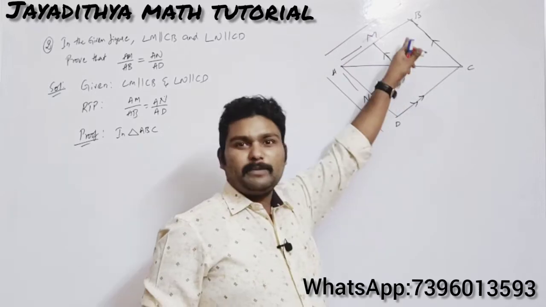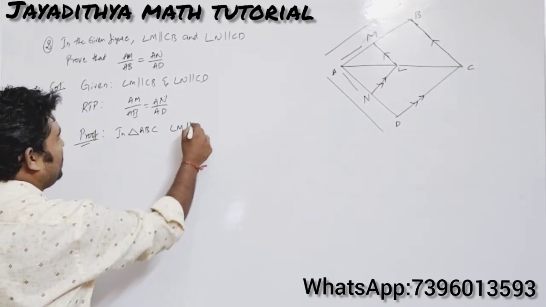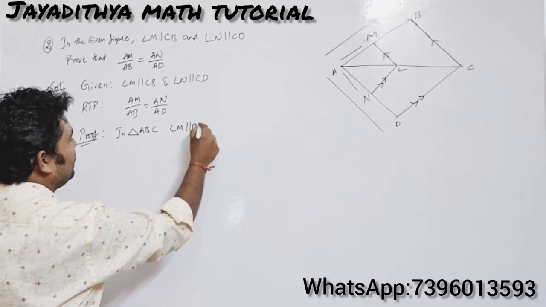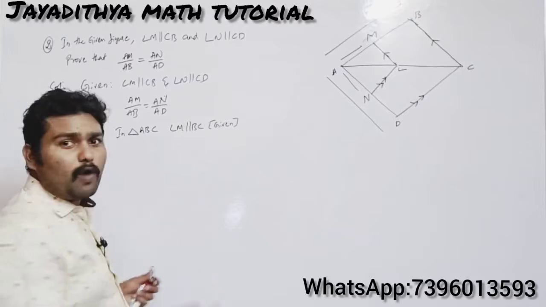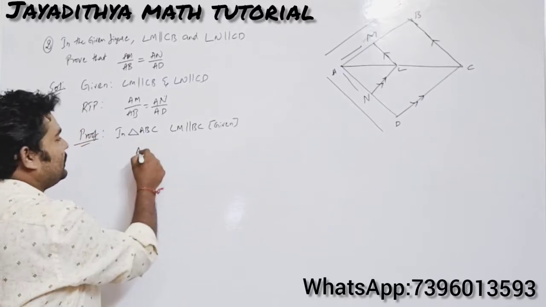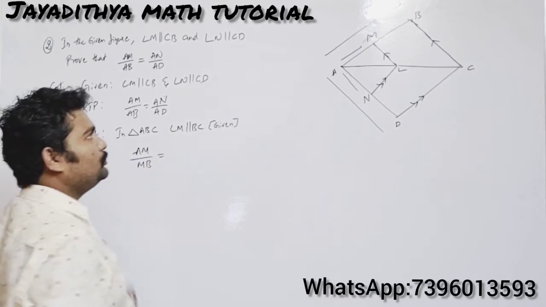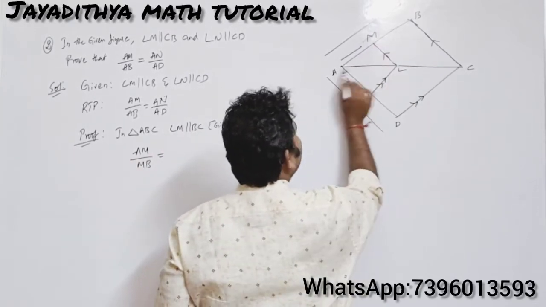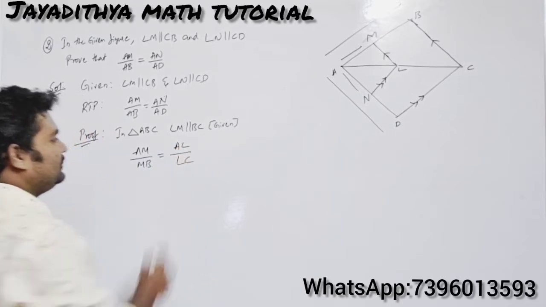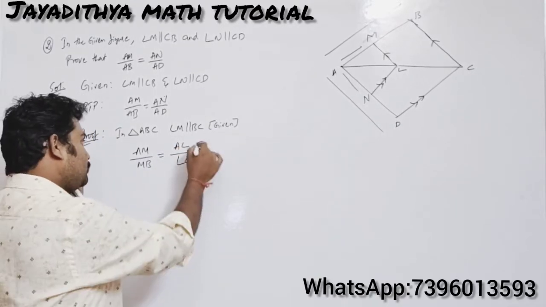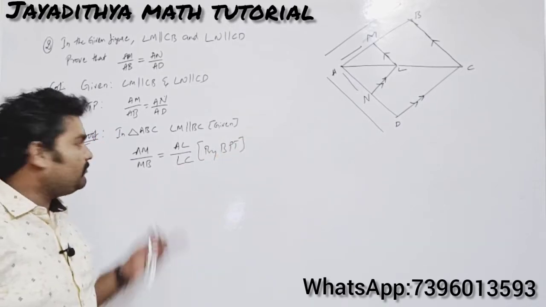LM is parallel to CB, right? LM is parallel to CB or BC, you can write anything. This is the given information. Therefore, by basic proportionality theorem, you can write like this: AM by MB is equal to AL by LC. Clear now? So by BPT, by basic proportionality theorem, it will be like that.